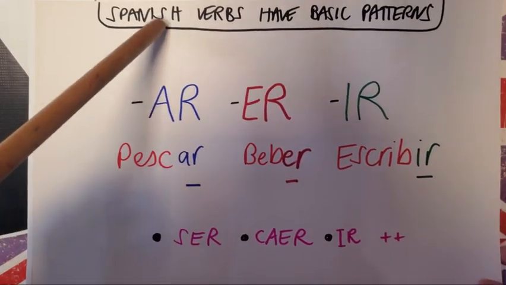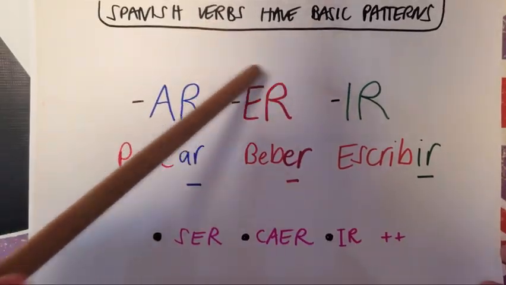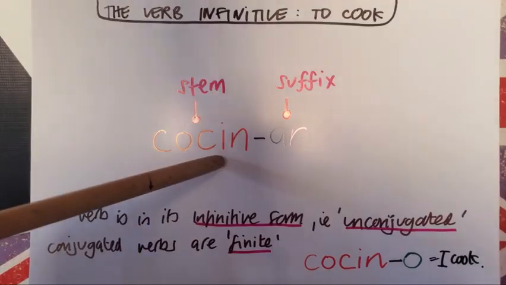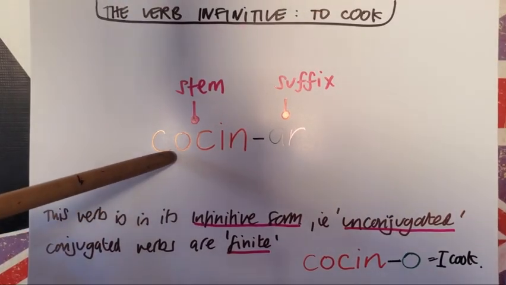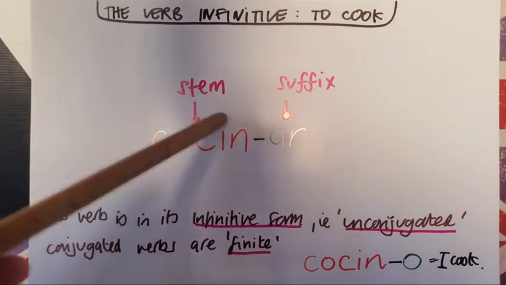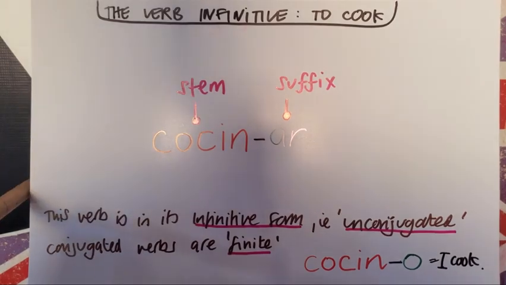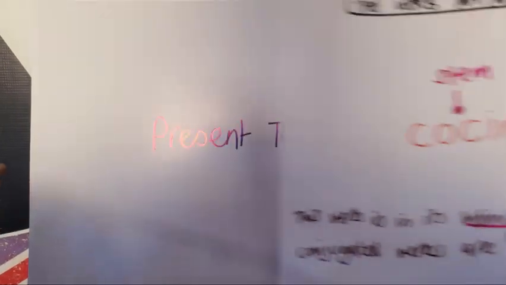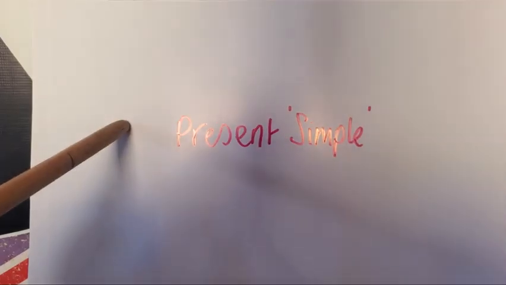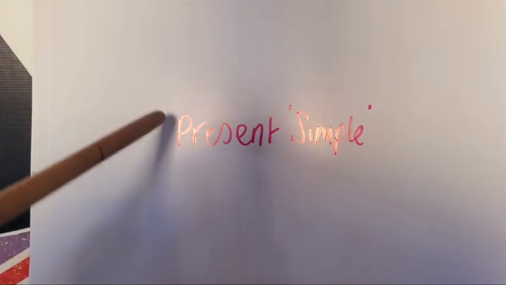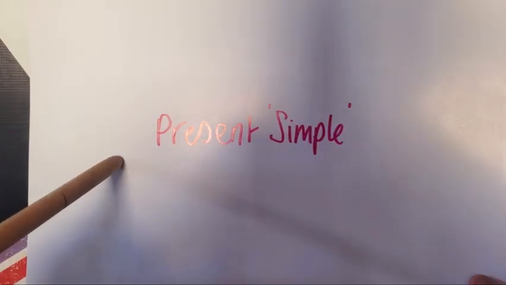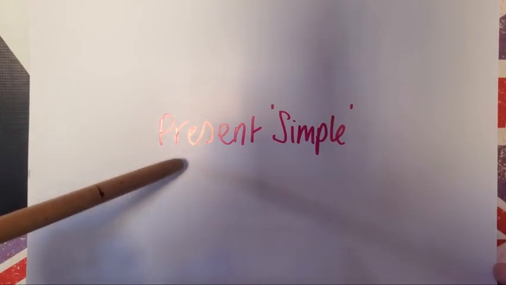Okay, so Spanish verbs have basic patterns. Cocinar is the thing you say, so an AR verb. So cocin is the stem and the AR is the suffix. We've looked at some present tenses already, but now you should find this part easy after all that I've explained to you.